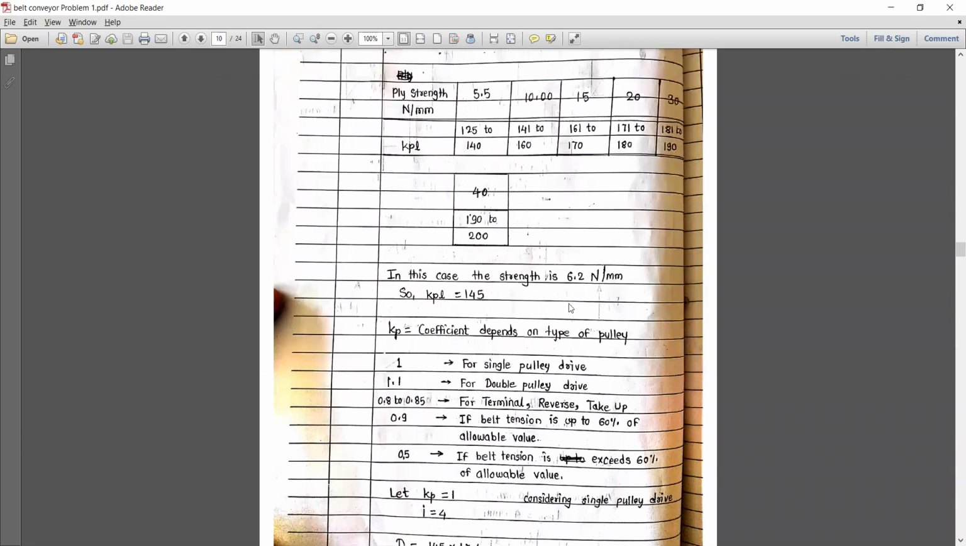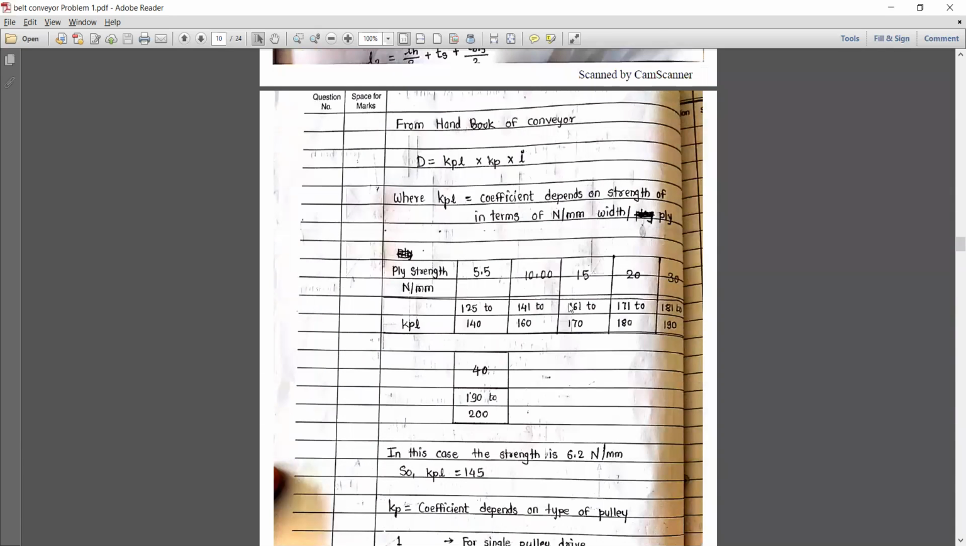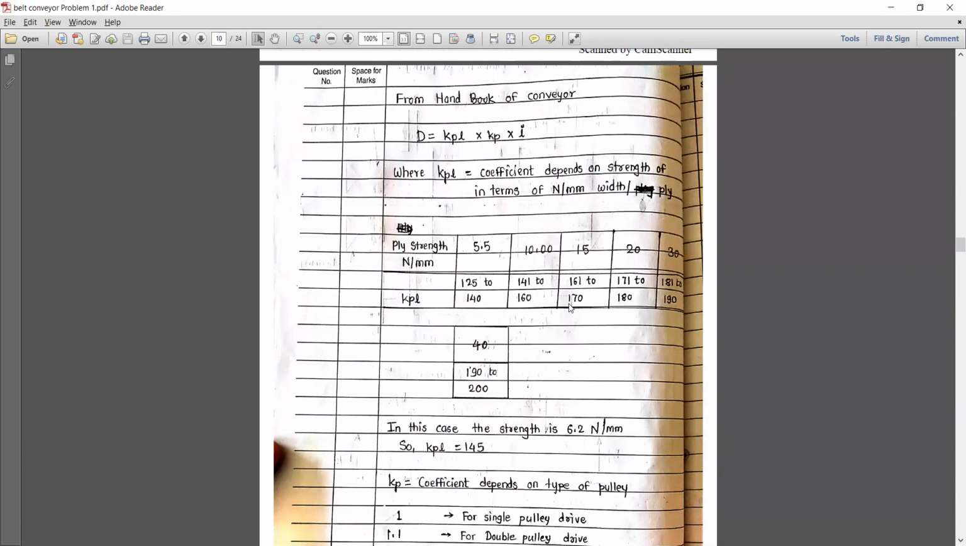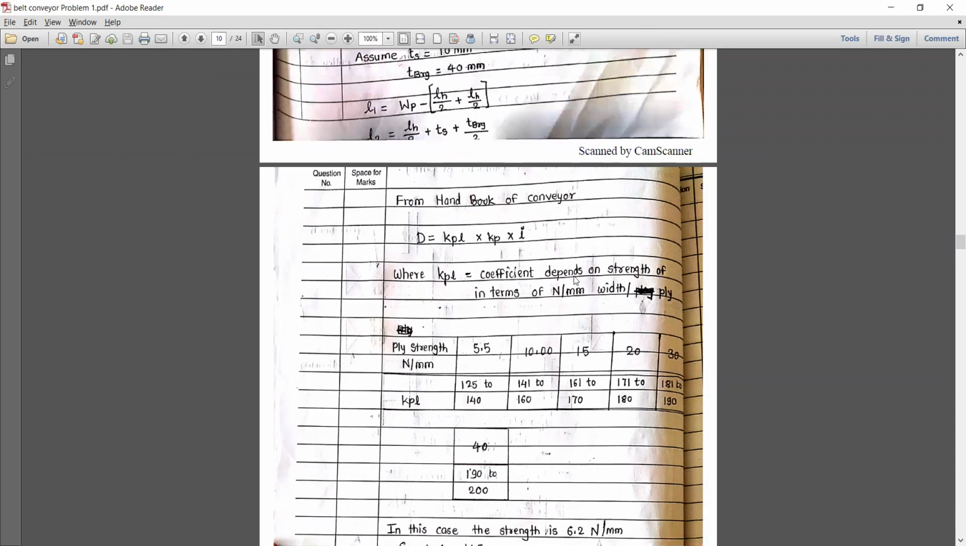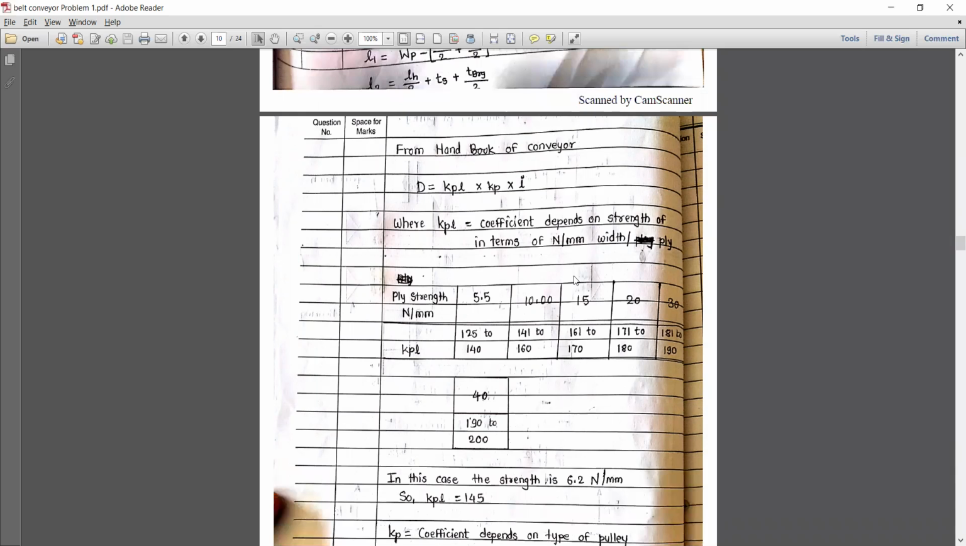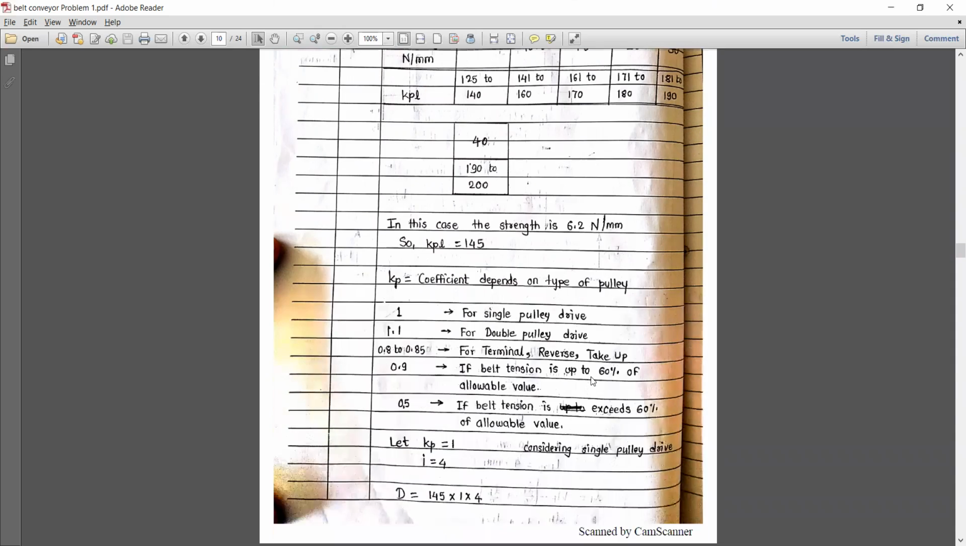Okay, so this formula and everything has been given in the PSG data book. So I suggest everyone to properly see the procedure. Here we have to calculate the diameter of pulley. D is equal to KPL into KP into I. We know the value of I. KPL value you can consider from this table, and KP value you can consider from over here.